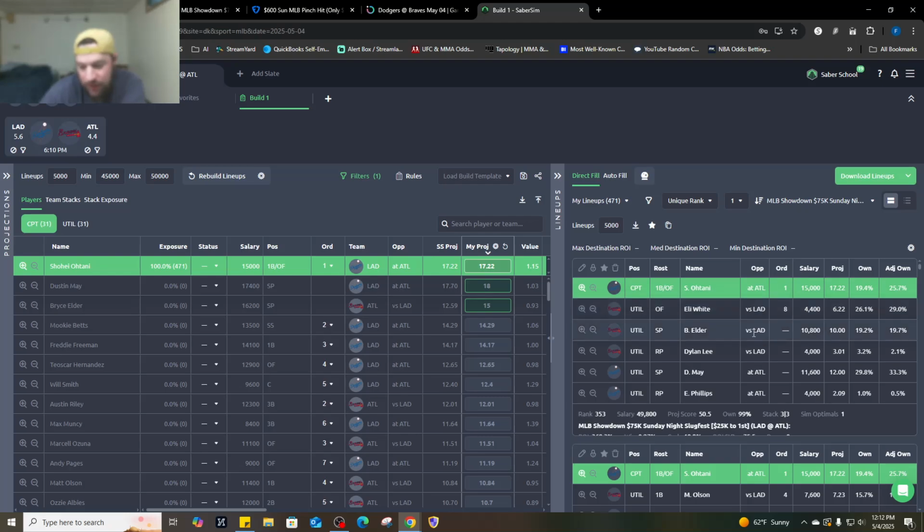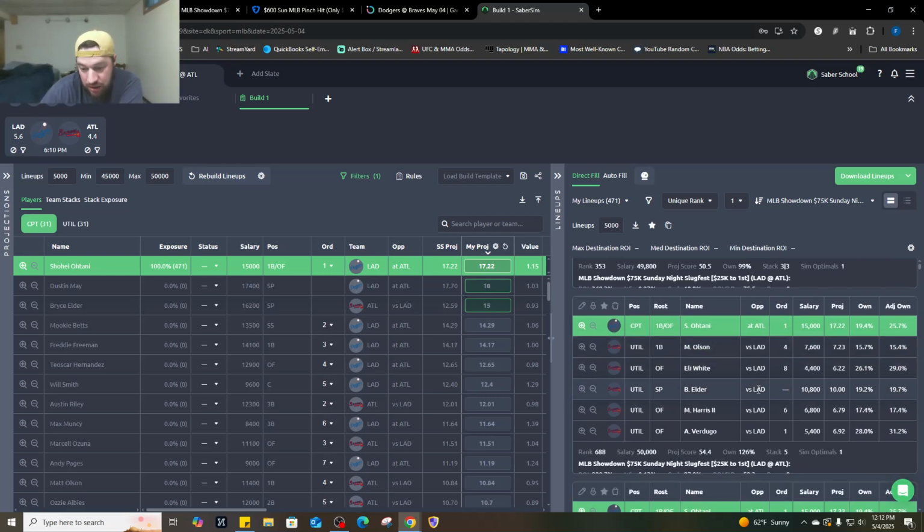Like, that's not one that I would like. Coming in here, I mean, that's actually pretty good. It's got the only Dodger on there as Ohtani. You got Matt Olson, Eli White, Bryce Elder, Michael Harris, and then Verdugo, which I kind of like because you want to still get Ohtani in there. He's in a great matchup. But you got the rest of our actual starters that are in there. So that's one that I don't mind whatsoever. So I think that's one I'm going to put in real quick.